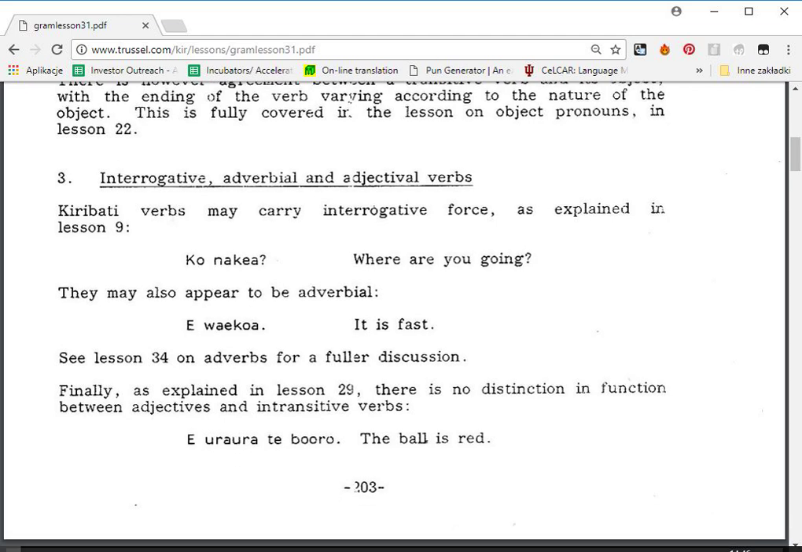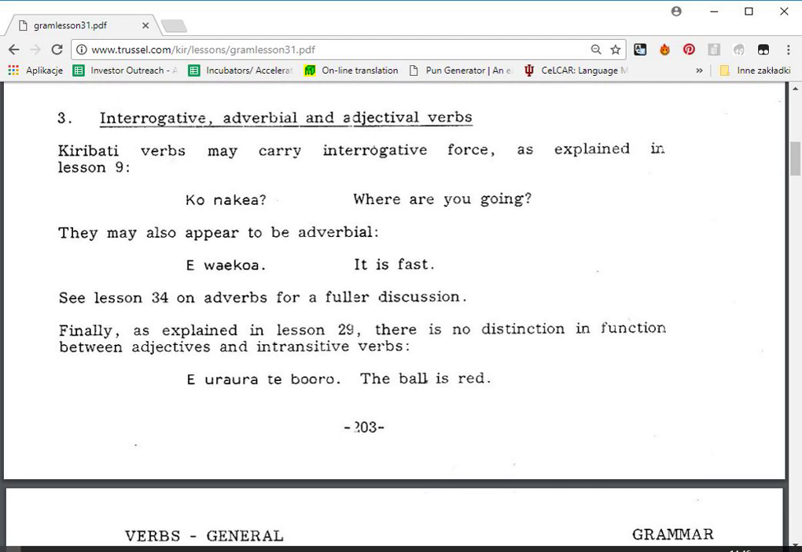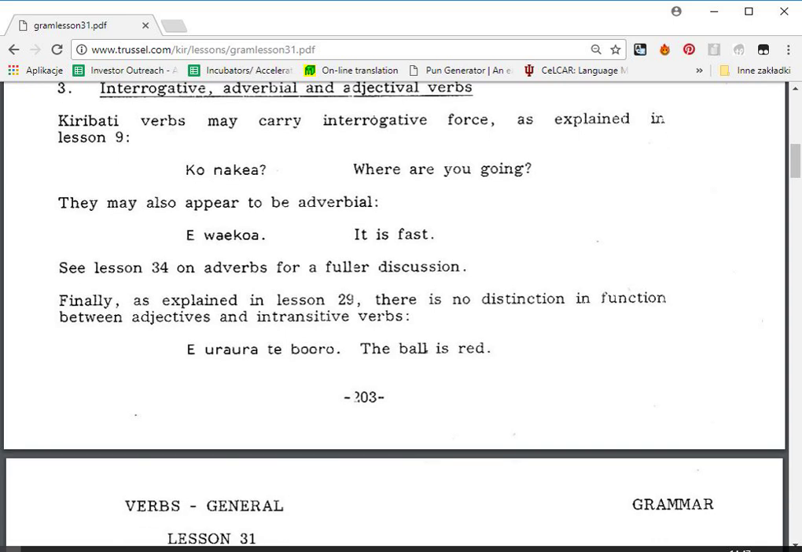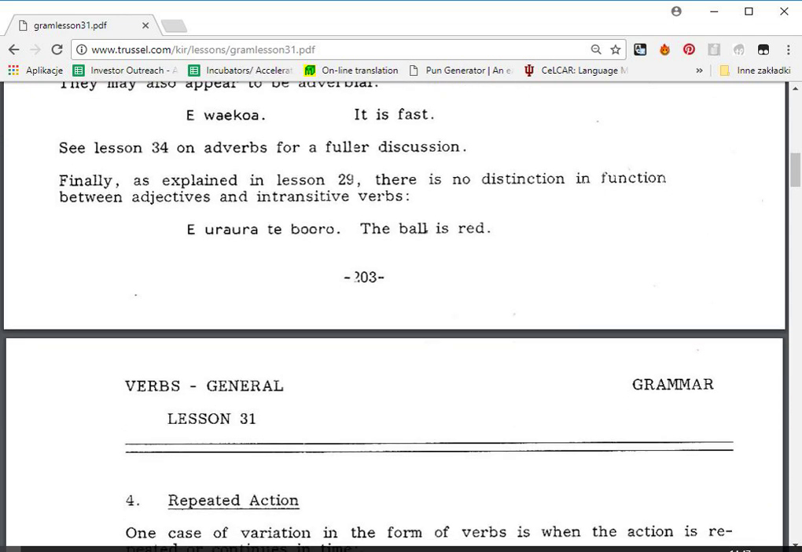Okay, as explained in lesson 9. So, ko nakea, where are you going? They may also appear to be adverbial. So, wai koa, it is fast. See lesson 34 on adverbs for a fuller discussion. Finally, as explained in lesson 29, there is no distinction in function between adjectives and intransitive verbs.